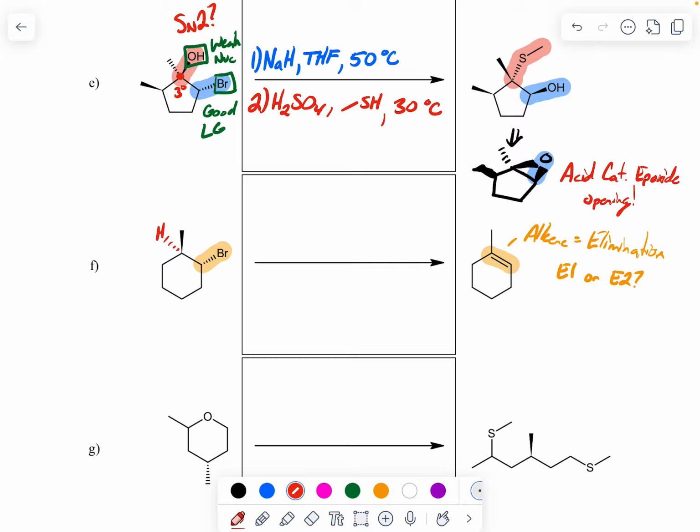So this has to be an E1 reaction. With that in mind, since it has to be E1, it's very simple conditions. We can do H2O at 100 degrees Celsius, and that will give us our final product alkene without much of a problem.